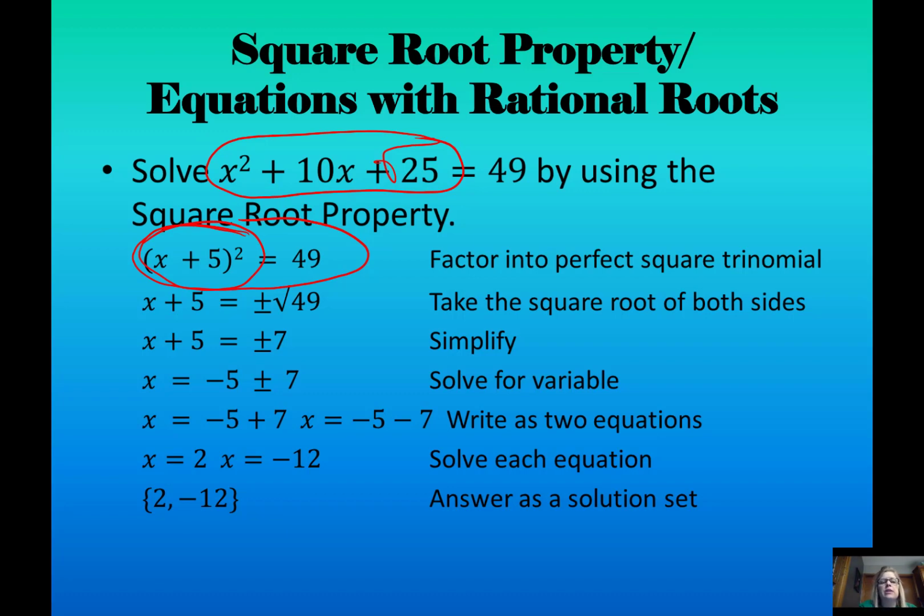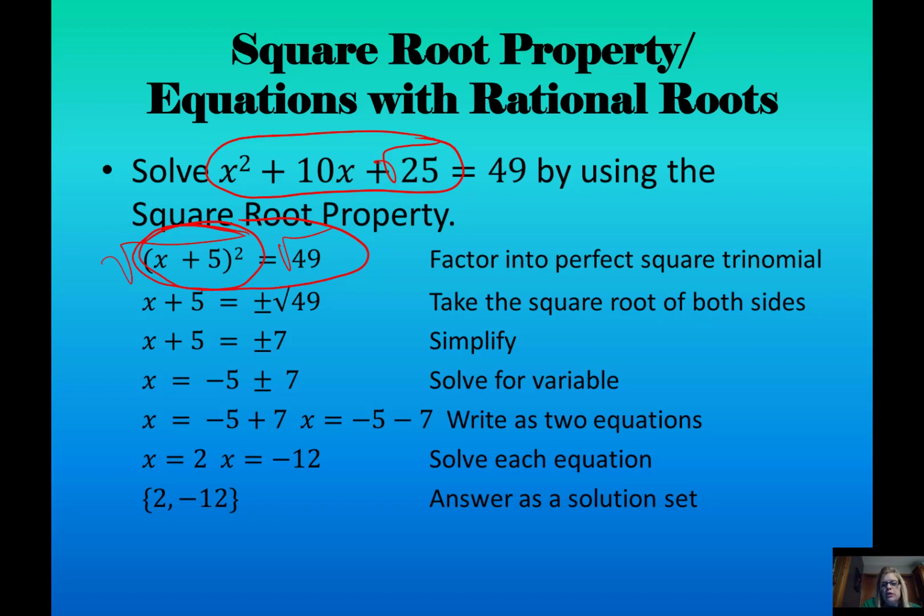How do you undo something that's squared? Well, you take the square root. So if I take the square root of both sides, I'm going to get rid of the exponent, and I just have x plus 5 equals plus or minus 7. So I have plus or minus 7.